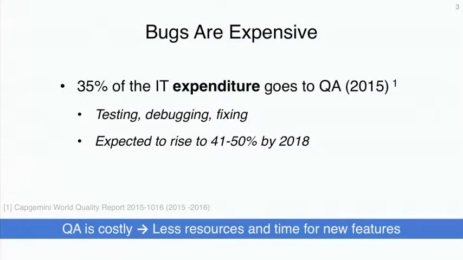All right, so this talk is going to be about getting rid of concurrency bugs, and I guess it's no surprise to this crowd that bugs are a big part of software development, but to give you an idea of how big a part they are, I'll provide you some numbers. Just this past year, about 35% of all the IT expenditure went into quality assurance, so that's activities like testing, debugging, and fixing of software. And this number is expected to rise all the way up to 50% by 2018, according to some projections.